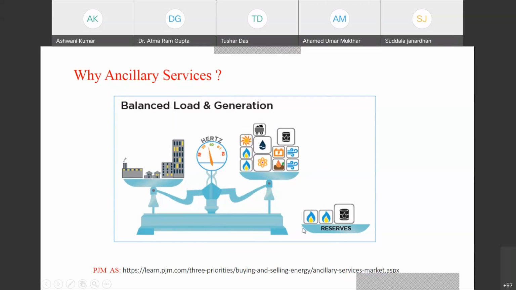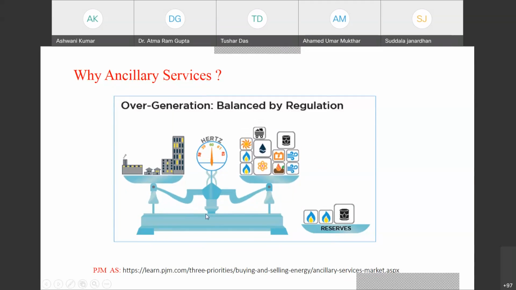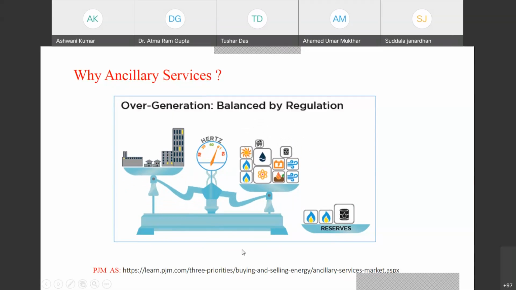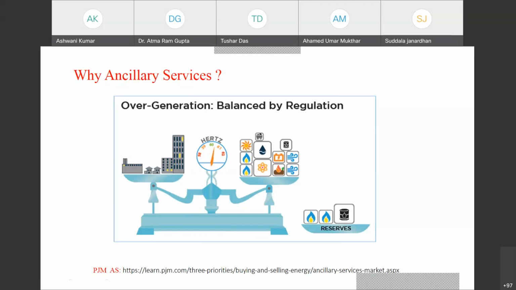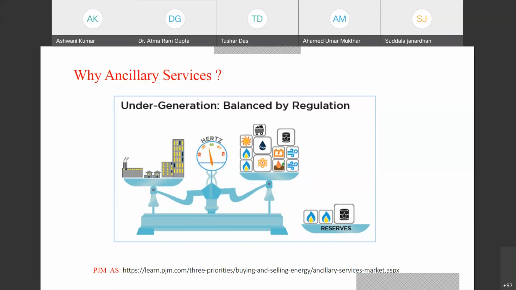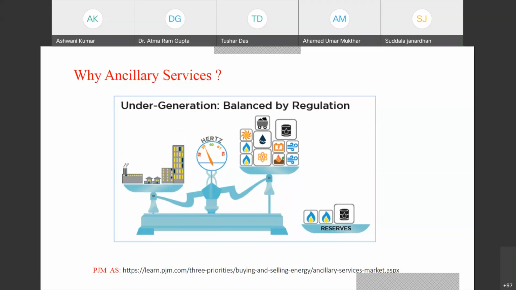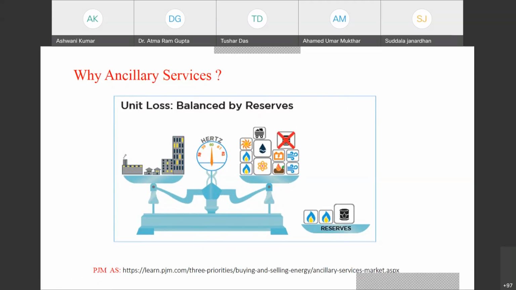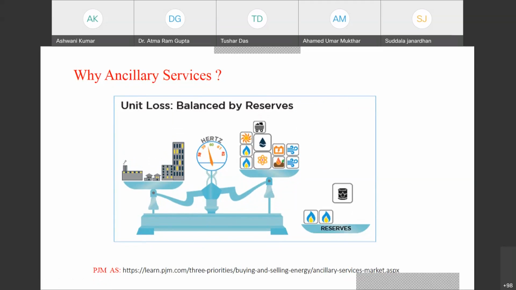These reserves will be added here to meet this demand, making the perfect balance between generation and demand. So this is how the frequency needs to hover around plus or minus 1%. Otherwise there is a frequency excursion, and there is an important stability aspect because of the frequency. We call it frequency stability.